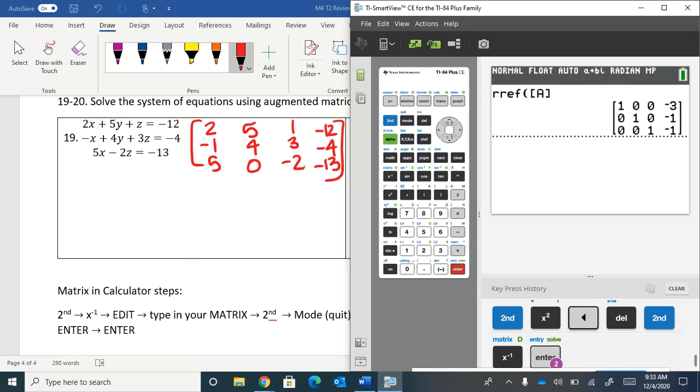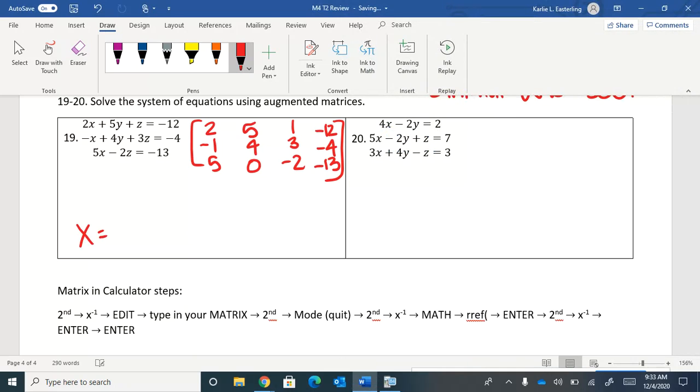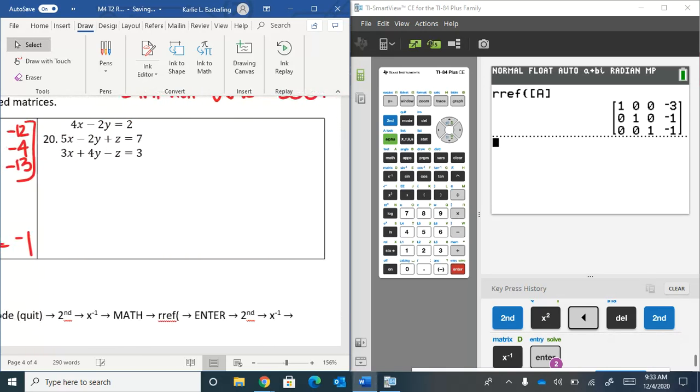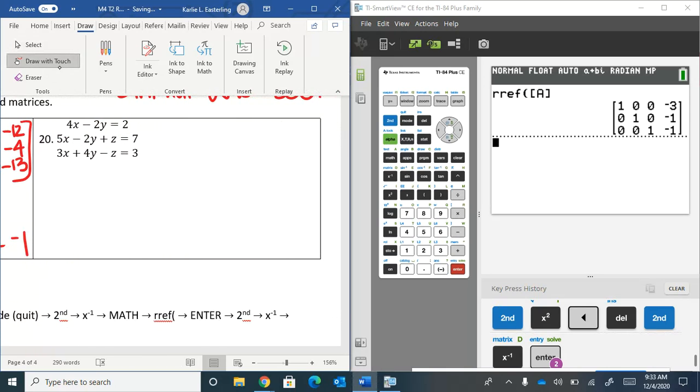So what that matrix is telling us is that x equals -3, y equals -1, and z equals -1. You would do that all over again for the matrix over here, and hopefully you got that x equals 1, y equals 1, and z equals 4.